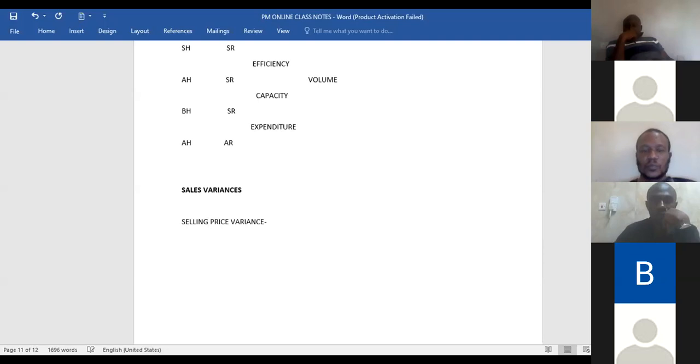So unlike cost, where you usually have 3 components of the pro forma, for sales, generally you have only 2. And we'll see that. So we'll have our actual sales price, or our actual selling price, minus our standard selling price, both of them multiplied.